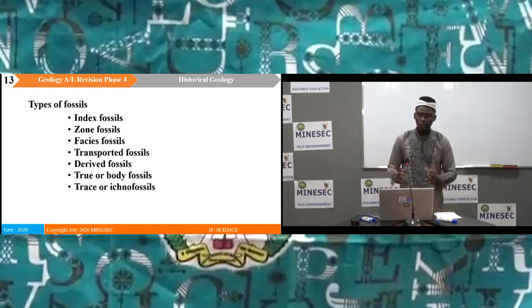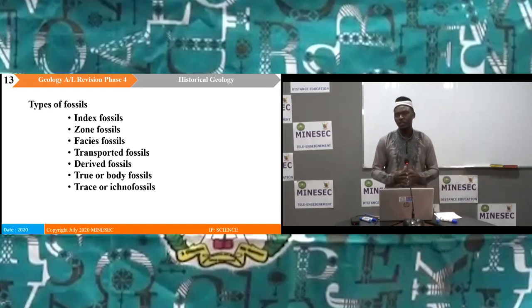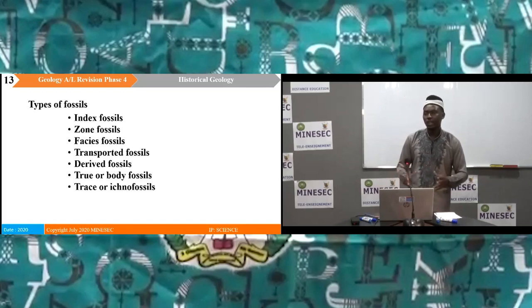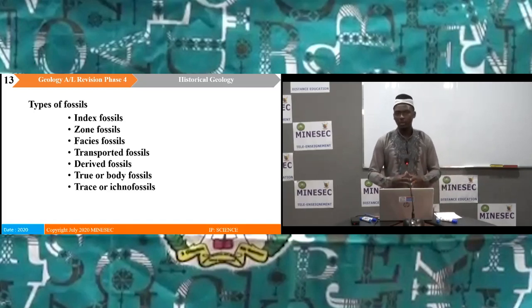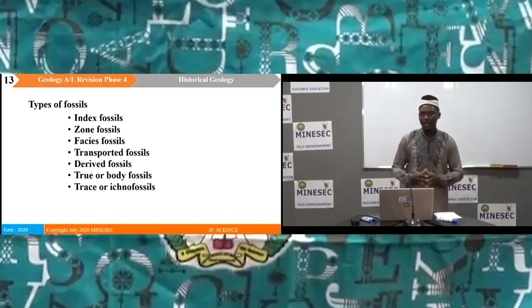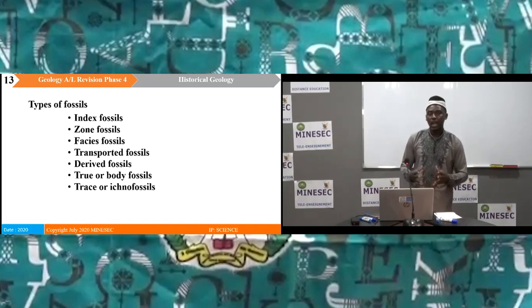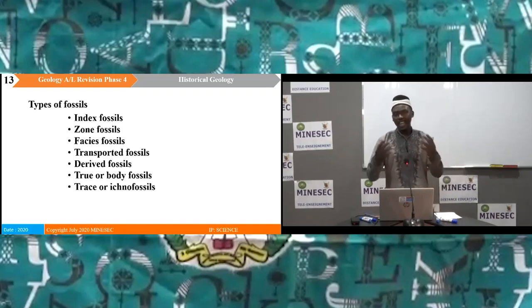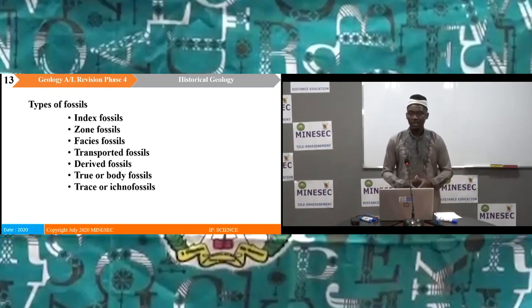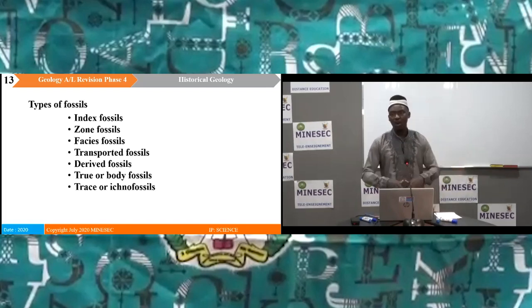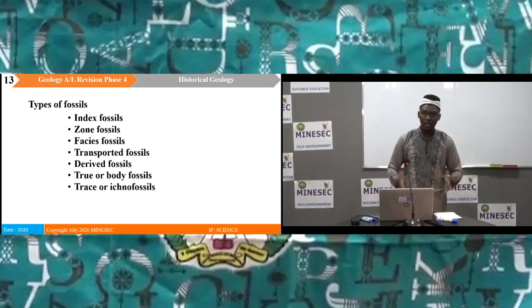Transported fossils are characterized by their surfaces of abrasion, and derived fossils are fossils that must have been reworked from older organic materials deposited. Trace or ichnofossils are mostly the traces of the activities of organisms. It can be their footprints, their fecal pellets, or the traces left behind by crawling organisms or burrowing organisms.